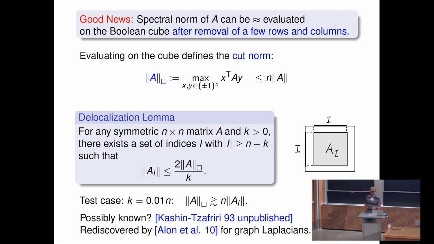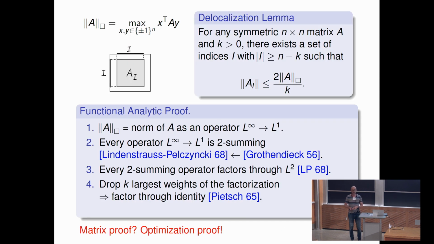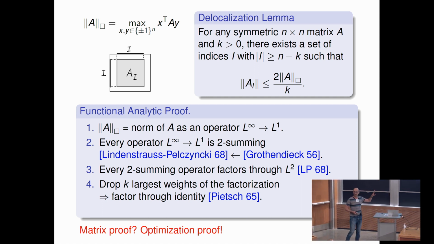So we will give a proof. We'll give two proofs, actually. One functional analytic proof, kind of the original proof that should have been discovered in the 70s and 80s, and the other one, the more modern proof. So here's the delocalization lemma again.